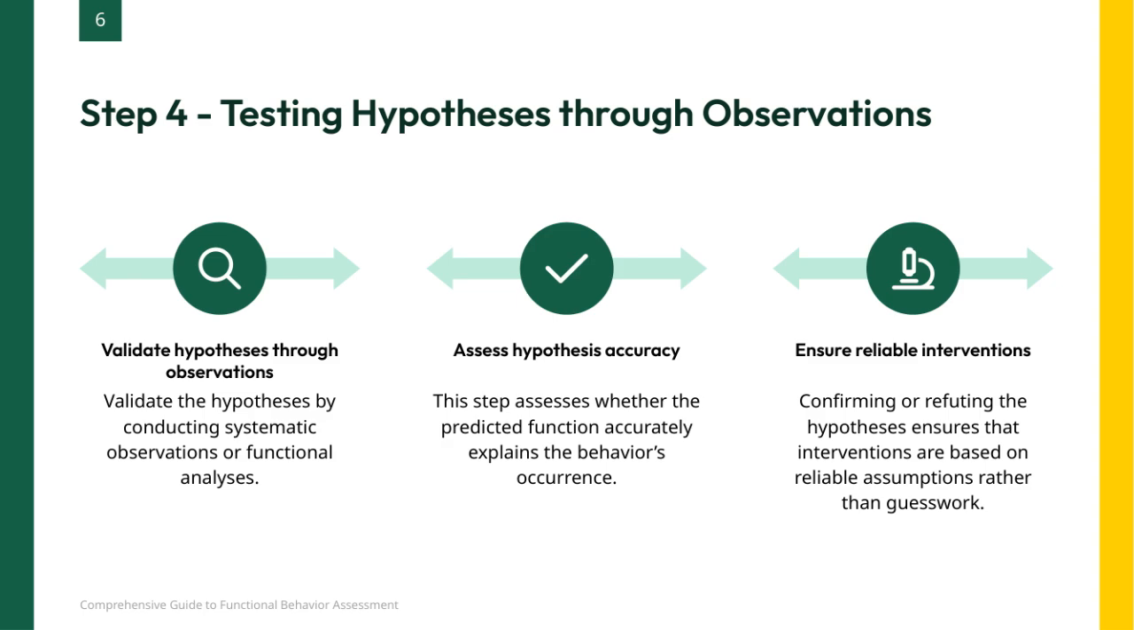Next, we assess how accurate our hypothesis is. Does the predictive function truly explain why the behavior happens? This step is critical because it helps us understand the behavior more precisely. Finally, by confirming or refuting our hypotheses, we ensure that any interventions we develop are reliable and based on solid evidence, not just assumptions. This way, we can be confident that our strategies will be effective and meaningful.